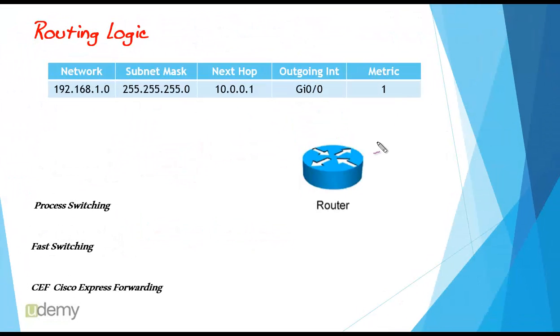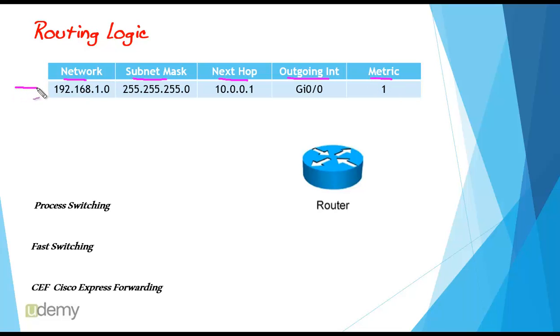Cisco internal routing logic. In the previous lecture, we mentioned that routers are responsible for routing. But the question is, how do they do their work? How do they know how to forward the packets or where to forward the packets? The answer is the routing table. There is a table inside each router which is called the routing table. This table has 5 fields: network, subnet mask, next hop, outgoing interface, and metric.